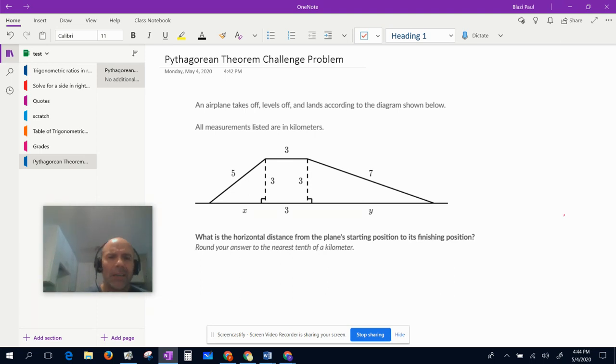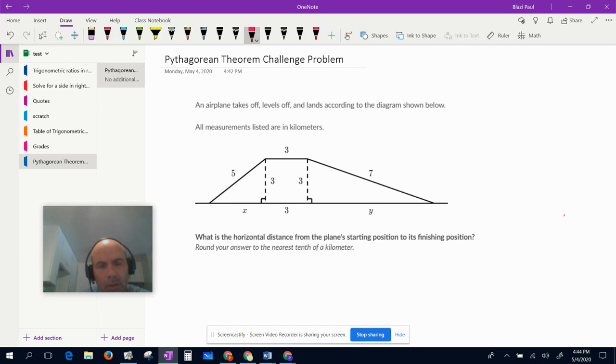This is actually unbelievably simple. Once I present it to you, I think you'll understand. It says an airplane takes off. So an airplane takes off. Here's the takeoff point right here. Okay. Airplane takes off, right?